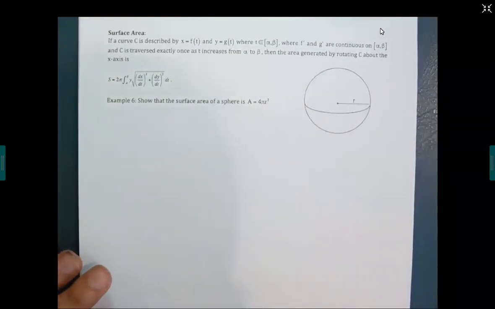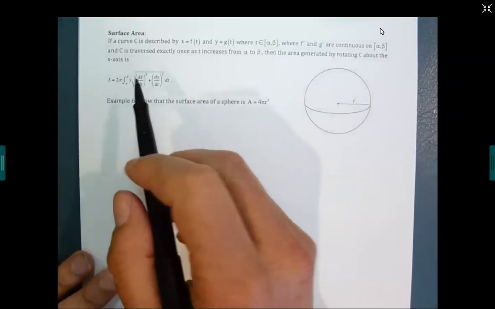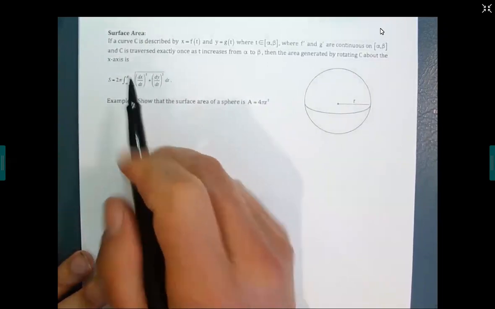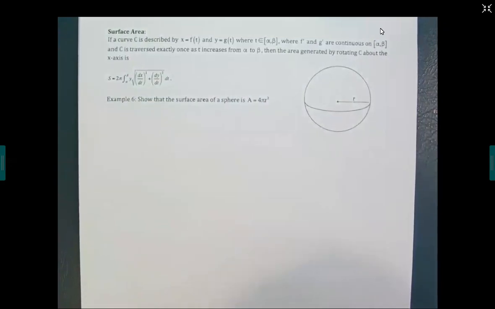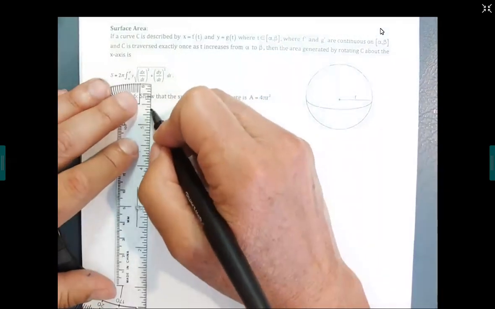And the formula for that, just like we did in a previous chapter, this is our ds, but written in terms of functions of t. Now, y is going to be a function of t in this case, of course. And we want to show that the surface area of a sphere is 4 pi r squared. And we're going to start here with a picture.